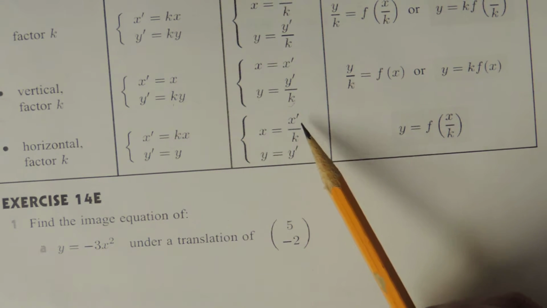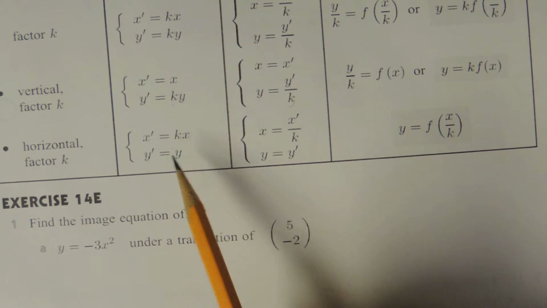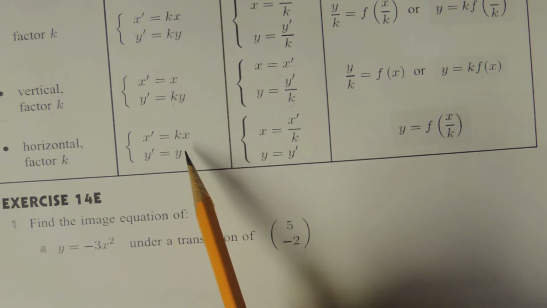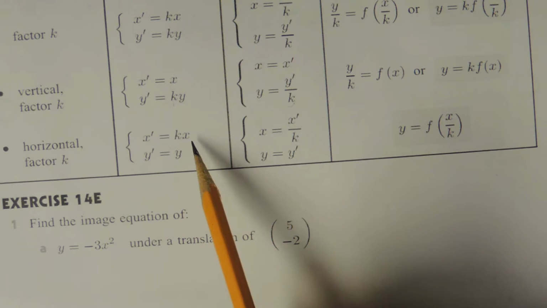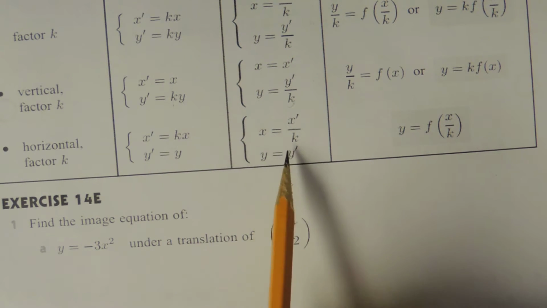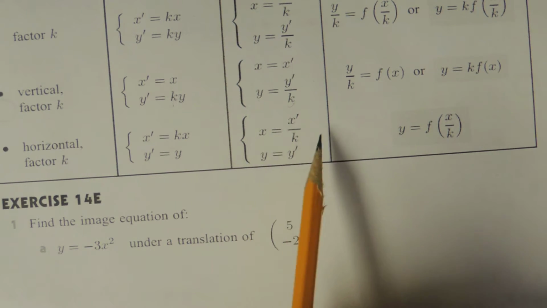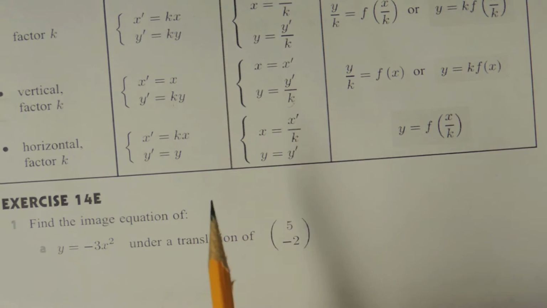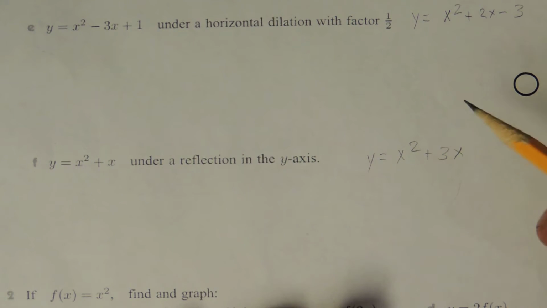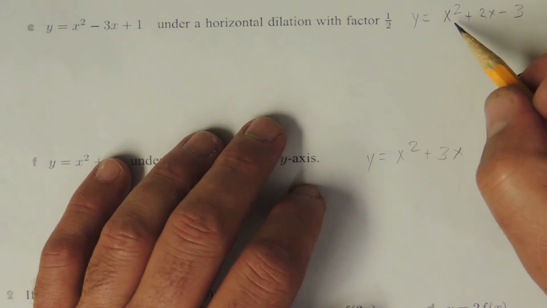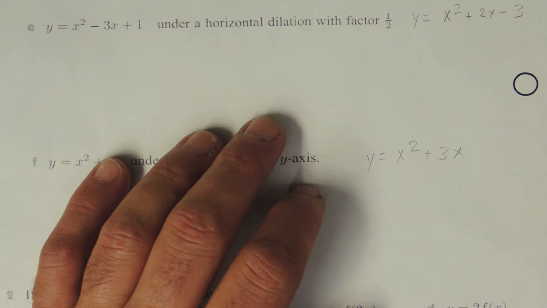So that means, sorry, the new x is going to be half of the old x. So my old x is going to be the new x divided by 1/2. So I'm going to take x divided by 1/2 and plug it into the old x. Wherever I see x, I'm going to put in x divided by 1/2.